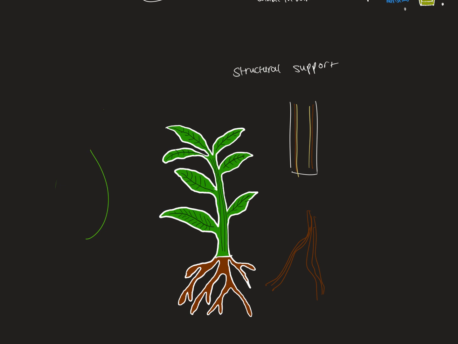Now, let's talk about the transpiration stream. So what exactly is the transpiration stream? The transpiration stream refers to the movement of water from the roots to the shoots in one direction via the xylem.